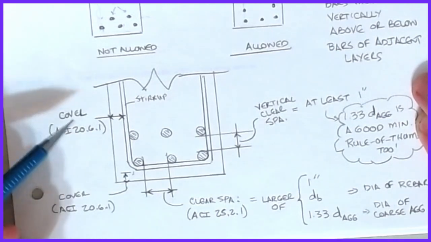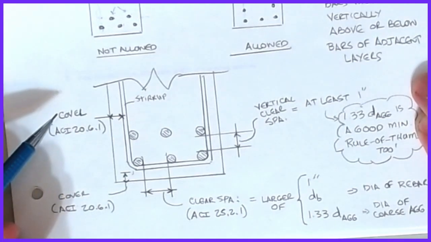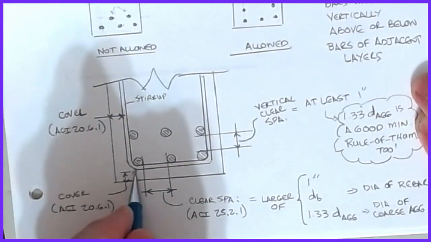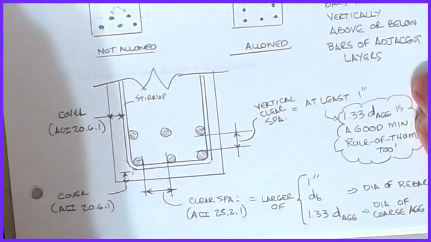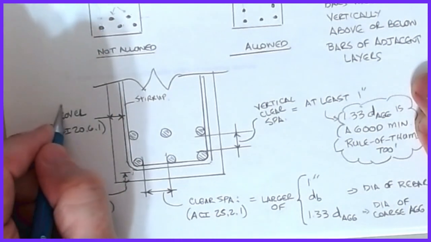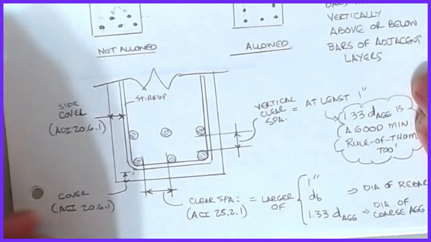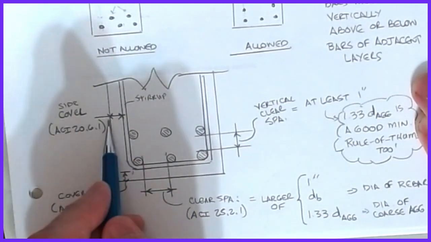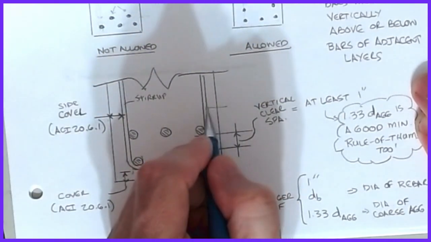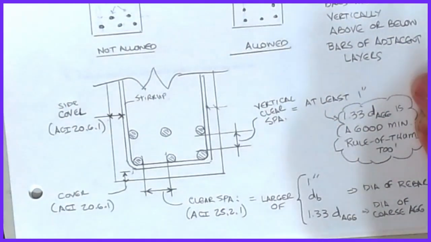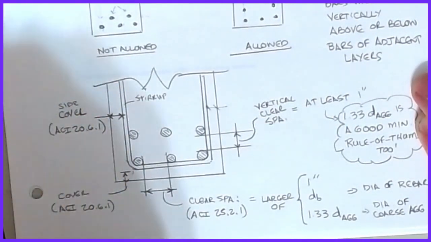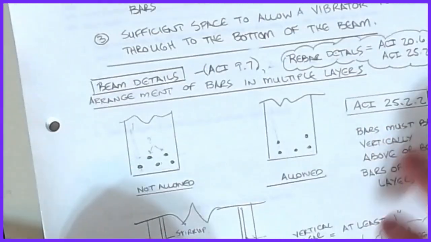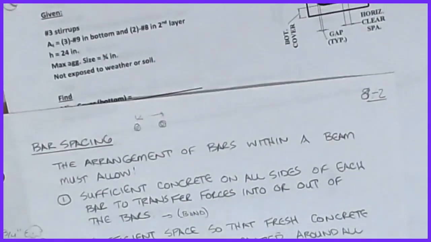We've already talked about the cover requirements. There are actually two of them. The first one goes from the bottom edge of the stirrup down to the bottom edge. Then you also get into side cover, which is this guy, from the outer edge of the bar out to the boundary of the beam. That's on both sides, here and here as well. All of those come out of 20.6.1, the table that I showed you on the previous page. So that's some of our detailing issues.